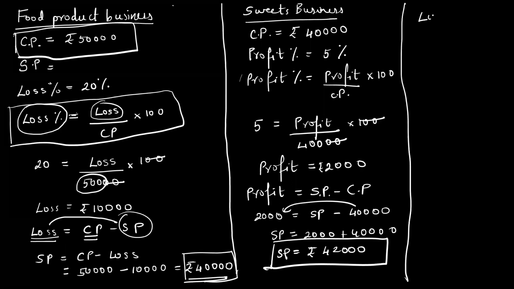So what is the formula for loss? CP minus SP. CP we know, the original one, is 50,000. 50,000 minus 42,000 is equal to 8,000. So your final answer will be: therefore, Sumit has suffered a loss of rupees 8,000. Clear?